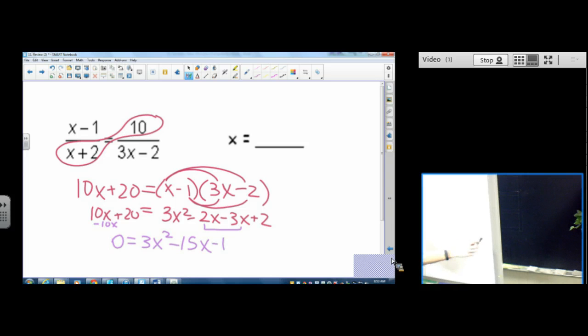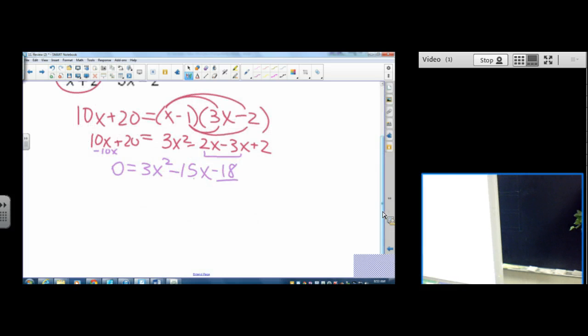The great thing about this is that every term has a 3 in it. So we can pull out a 3. 0 equals 3, parentheses open, x squared minus 5x minus 6. So I'm going to let you factor that.